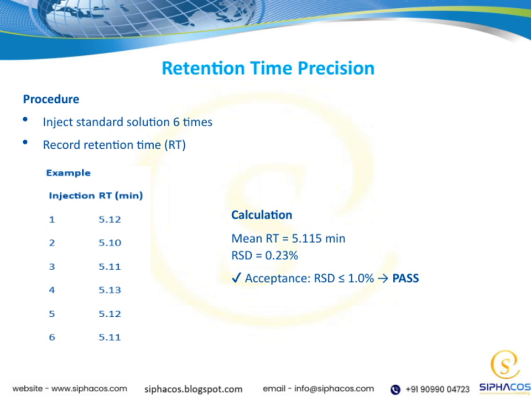The RSD, or relative standard deviation, is 0.23%. This is a crucial number because it tells us how consistent our retention times are. A lower RSD indicates more reliable and reproducible results, which is what we aim for in quality control. Now, according to our acceptance criteria, the RSD should be less than or equal to 1%.